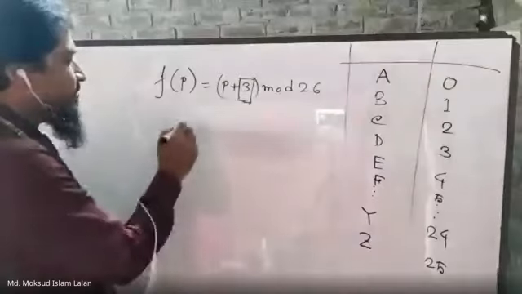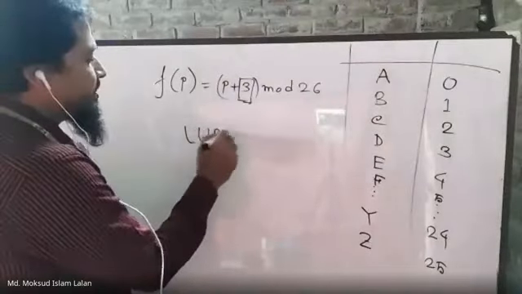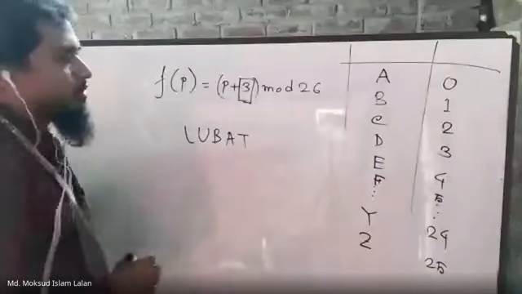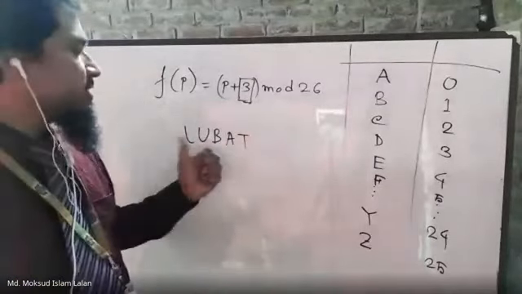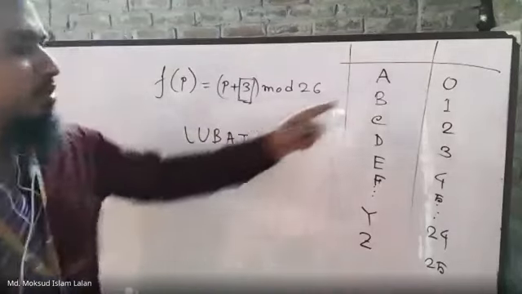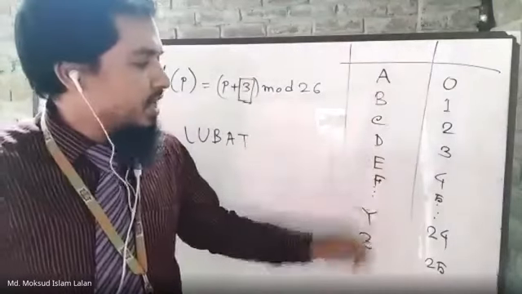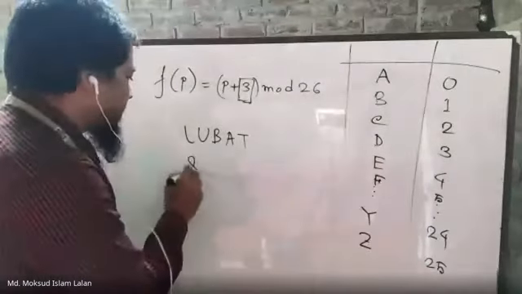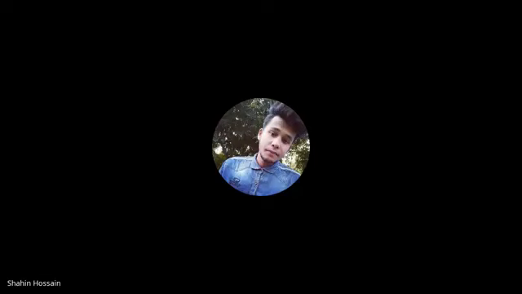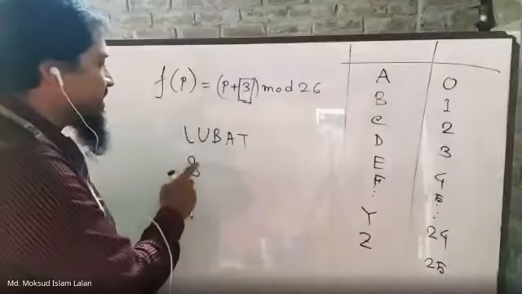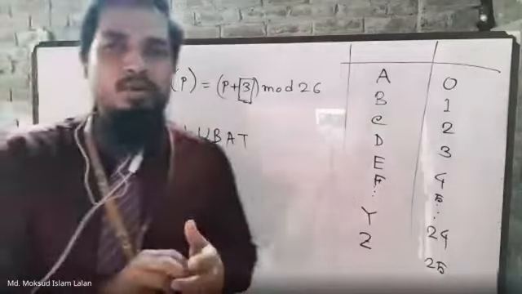As an example, if I write IUBAT, what will be the Caesar cipher? Consider I, what will be the I? Sir, 8. A, B, C, D, E, F, G, H, I, so I is 8. So the Caesar cipher considers I as 8, as a numeric, just a converting process. Do you understand? Yes, sir.